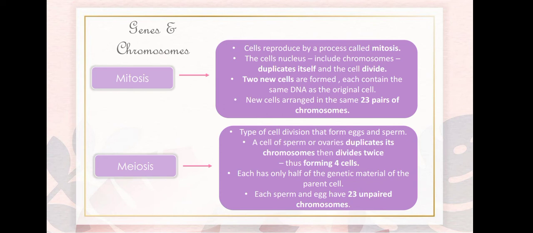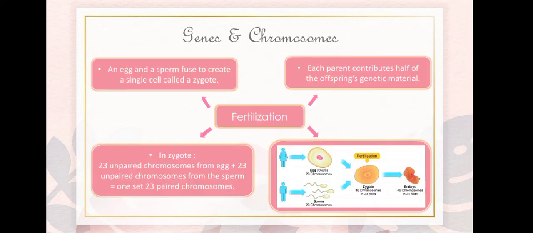Means they will pair. Each pair of chromosomes will consist of DNA from ovum as well as DNA from sperm. DNA from father and DNA from mother. So that is basically the mitosis and meiosis process.